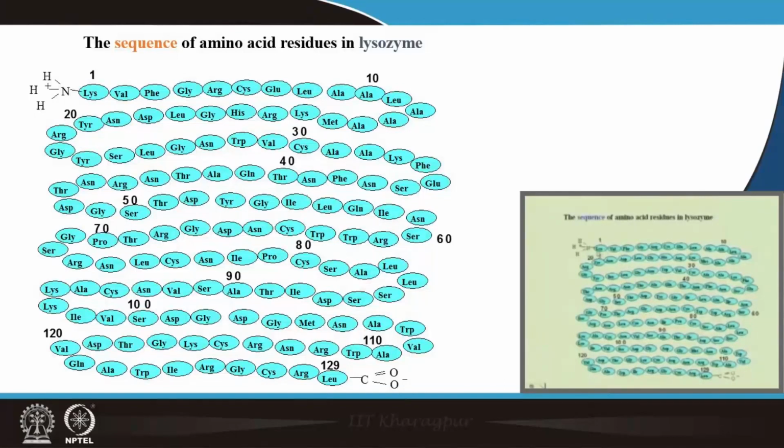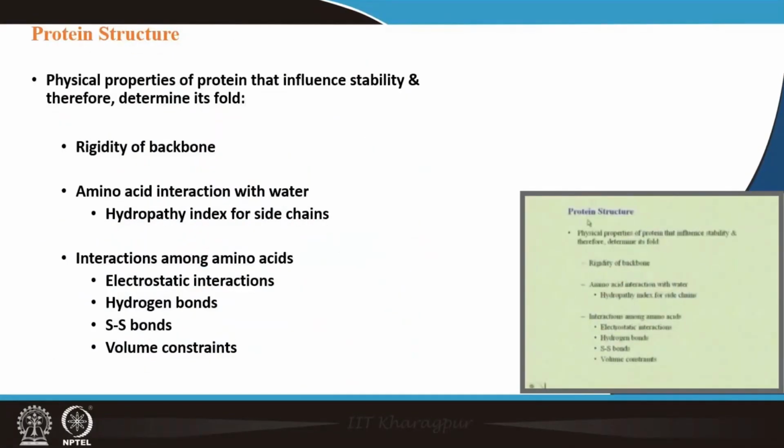What do I know from the sequence? I know that lysine is followed by valine, followed by phenylalanine, followed by glycine, and so on and so forth. And now you recognize the 3-letter codes for the whole polypeptide chain that comprises the sequence of lysozyme. Okay? Now this is going to fold into a definite structure. Now how does it do that? So when we consider the protein structure, we have to consider the physical properties of the protein that influence the stability of the protein and determine its fold.